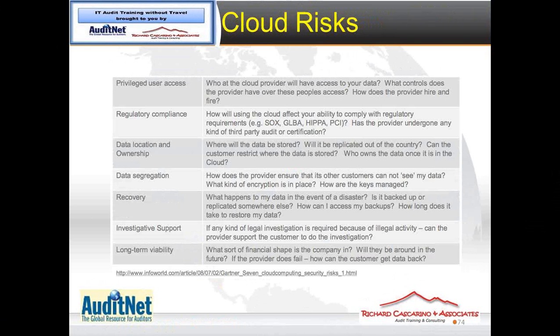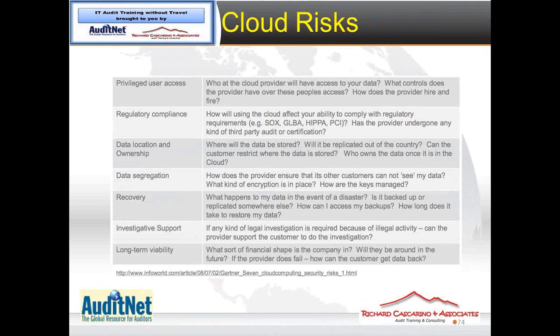Risks like any other form of access, privileged user access. Who at the cloud provider will have access to your data? Regulatory compliance. Data location and ownership. Where is it going to be? Do you even know which country it's going to be in?